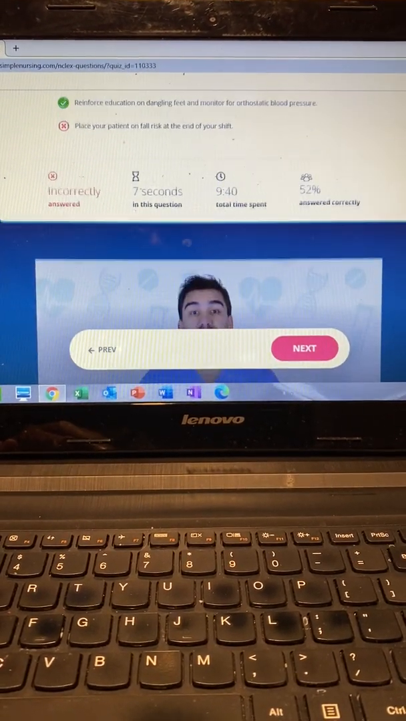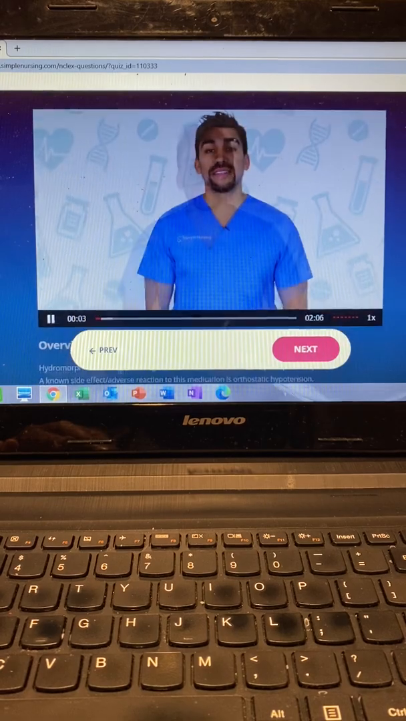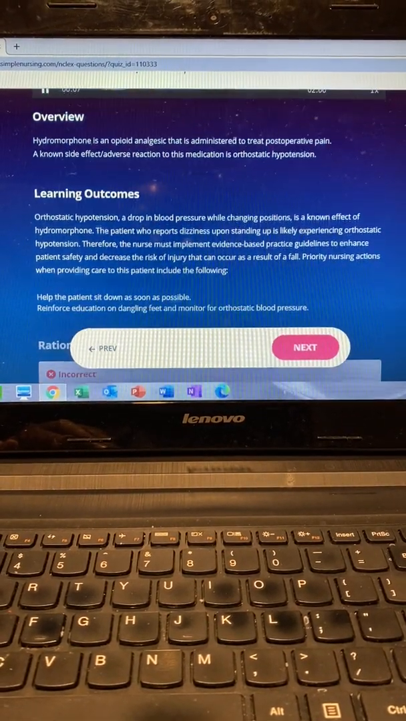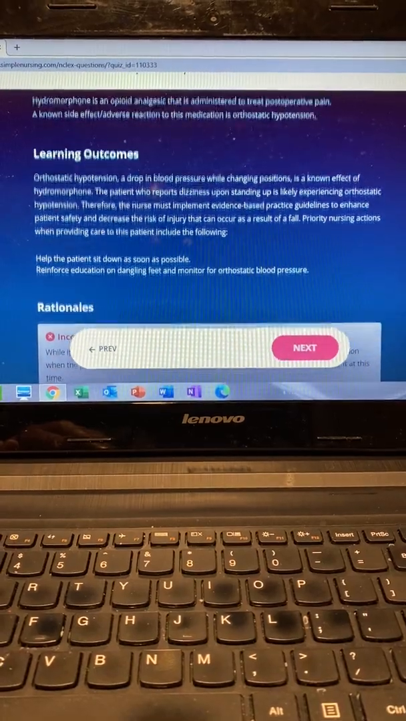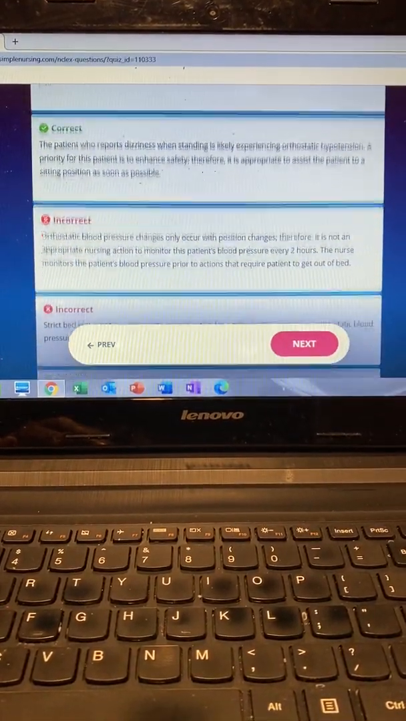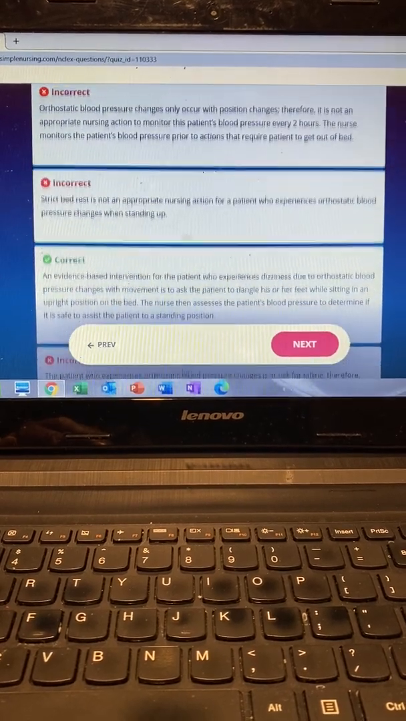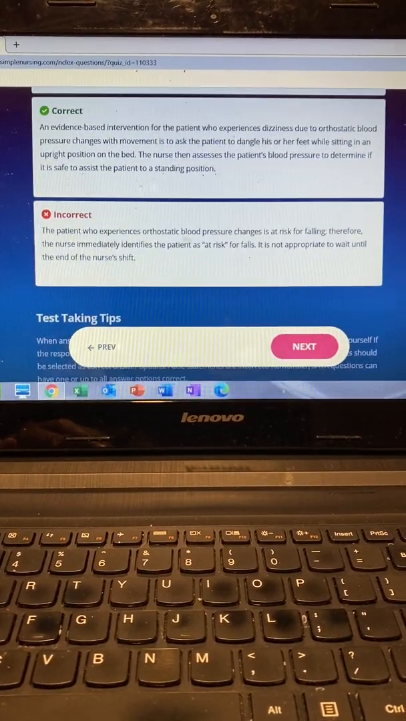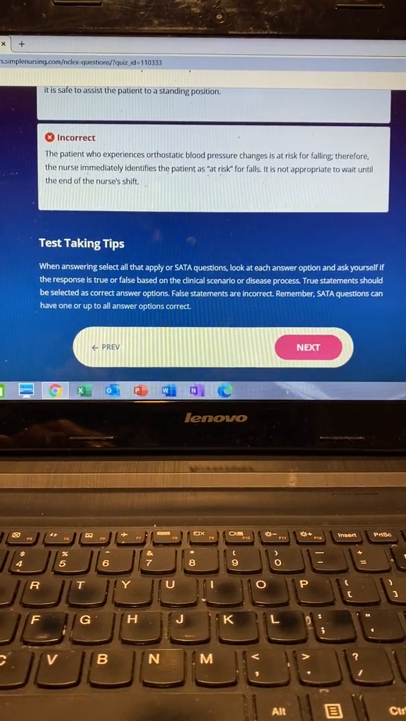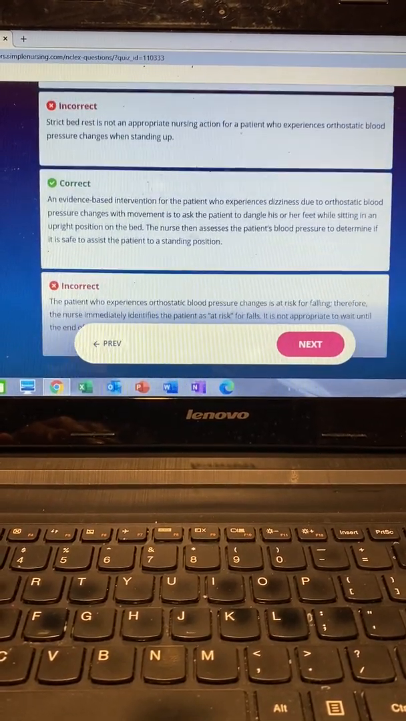Now, using our 3 steps, let's break this down. This question is asking for priority actions of what to do right now for the key problem, IV hydromorphone and dizziness when standing. So the memory trick we use is opioids make the vital signs low and slow. So we're talking slow position changes.